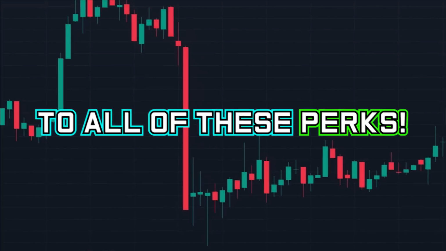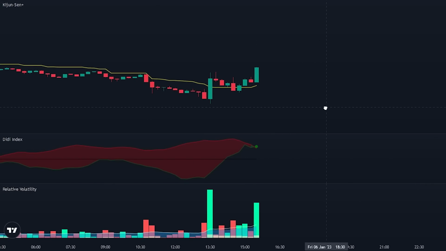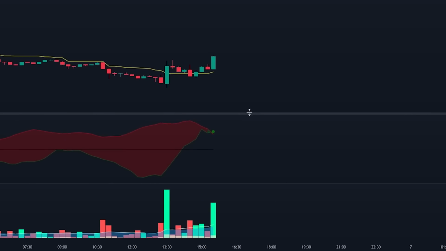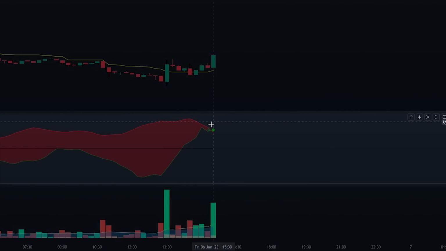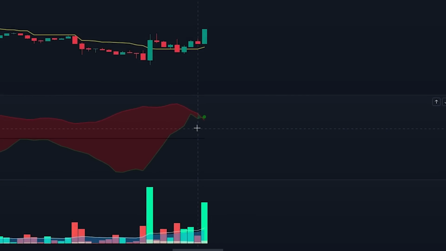To enter into a long position, we will be looking for specific conditions to be met. Firstly, we will be using the DiDi index indicator to identify a bullish crossover. This is when the green line crosses above the red line, causing a green dot to be printed. This signals a shift in the market towards a bullish trend. We will be waiting for this crossover to occur before considering entering into a long position.